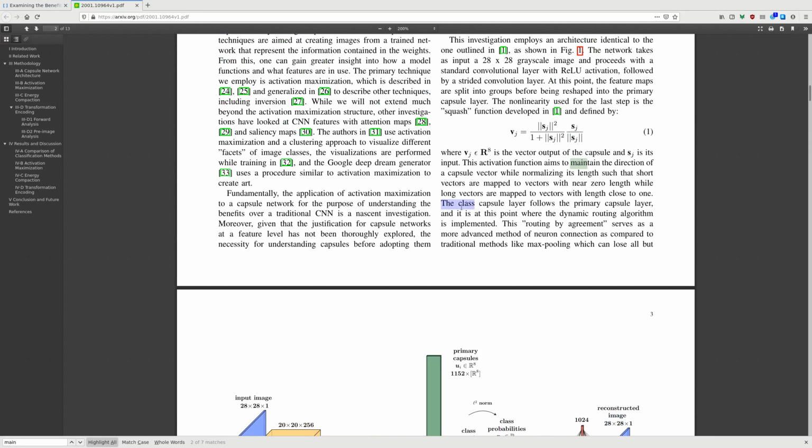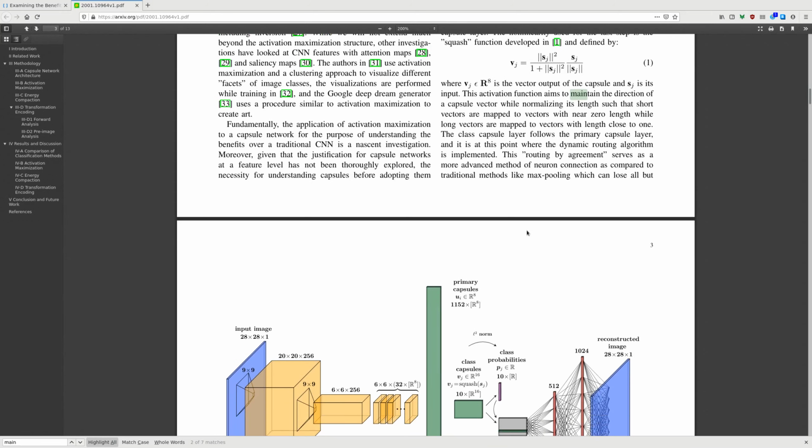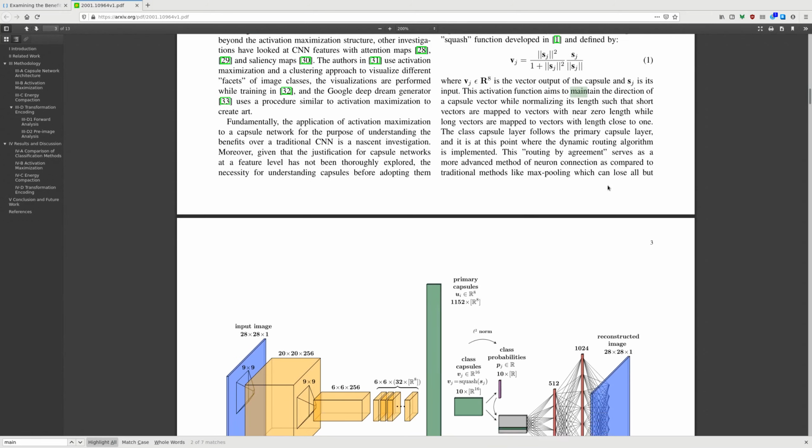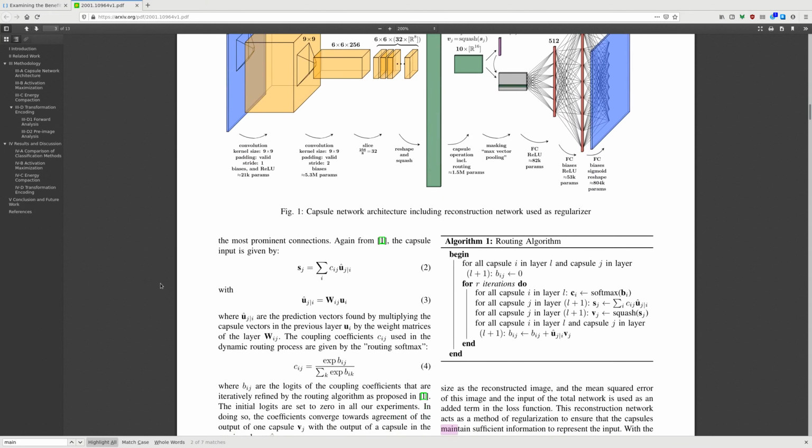Yeah, let me go back to this routing by agreement. I actually don't remember it that well. The class capsule layer follows primary capsule layers, and at this point the dynamic routing algorithm is implemented. This routing by agreement serves as a more advanced method of neuron connection as compared to traditional methods like max pooling, which can lose all but the most prominent connections.